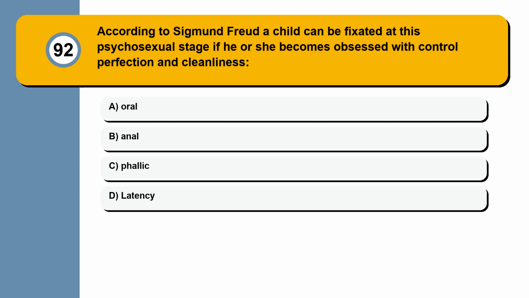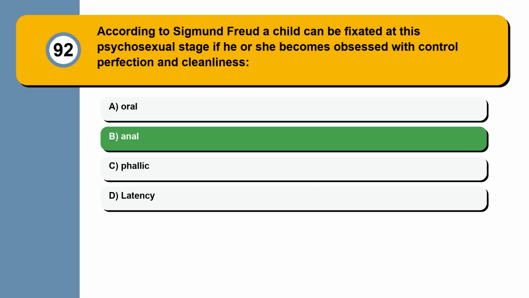Question 92. According to Sigmund Freud, a child can be fixated at this psychosexual stage if he or she becomes obsessed with control, perfection, and cleanliness. Here are your options. Option A, oral. Option B, anal. Option C, phallic. Option D, latency. The correct answer is option B, anal.